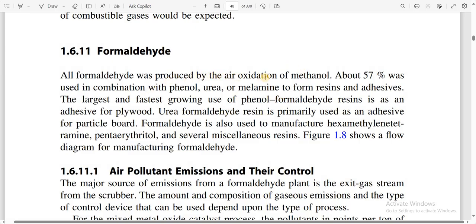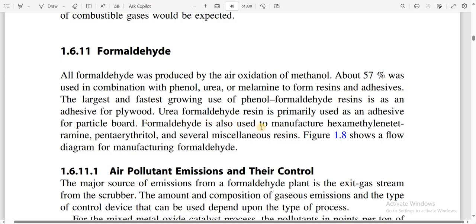Formaldehyde is produced by the air oxidation of methanol. About 50% is used in combination with phenol, urea or melamine to form resins and adhesives. The largest and fastest growing use of phenol formaldehyde resin is as adhesive for plywood. Urea formaldehyde resin is primarily used as an adhesive for particle board.